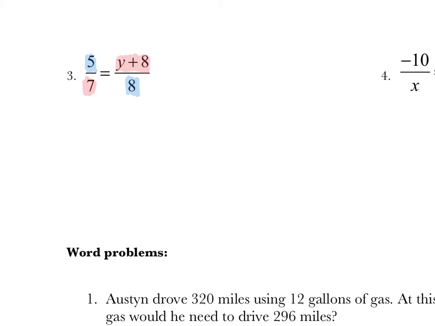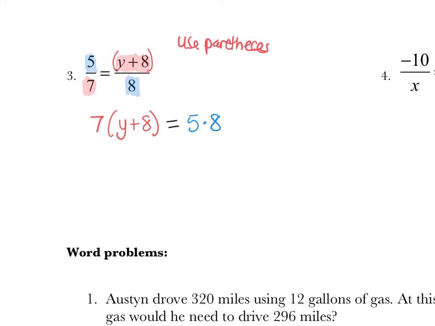So the difference here is that when you have a variable that is not by itself in a numerator or a denominator, then you are going to use parentheses when you write out your answer, okay? So you're going to use parentheses here and you're going to say, okay, 7 parentheses times, which does mean times, y plus 8, close the parentheses, is now going to equal the other side, which is 5 times 8, okay? Now that parentheses come into play here, this is where you're going to distribute.